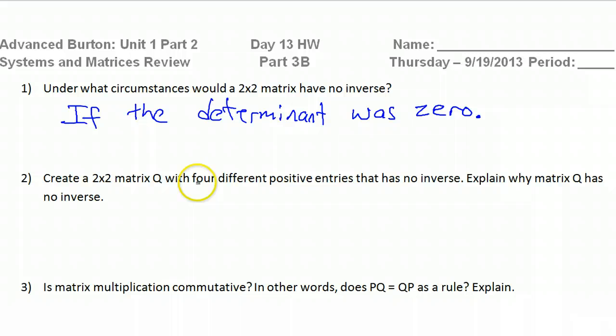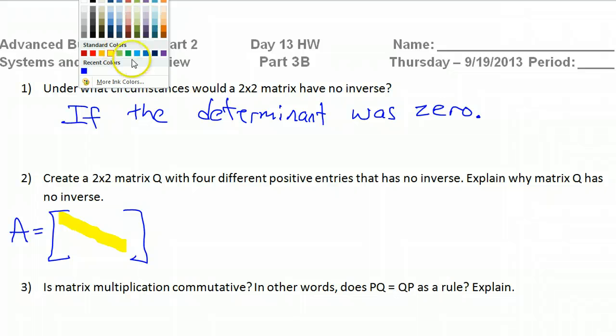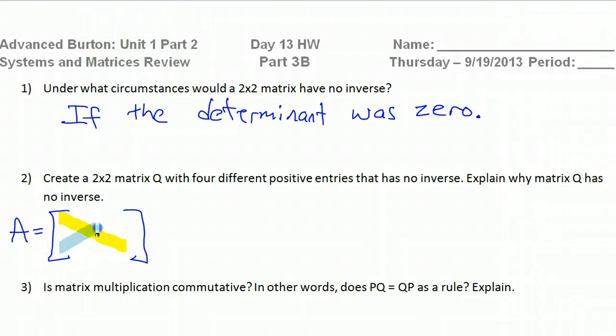Create a 2 by 2 matrix with 4 different positive entries that has no inverse. Okay, let's say matrix A. If it's going to have no inverse, I need the determinant to be 0, like we just discussed. Now, remembering that the determinant is found by doing the down diagonal minus the up diagonal, I need my down diagonal and my up diagonal to be the same.